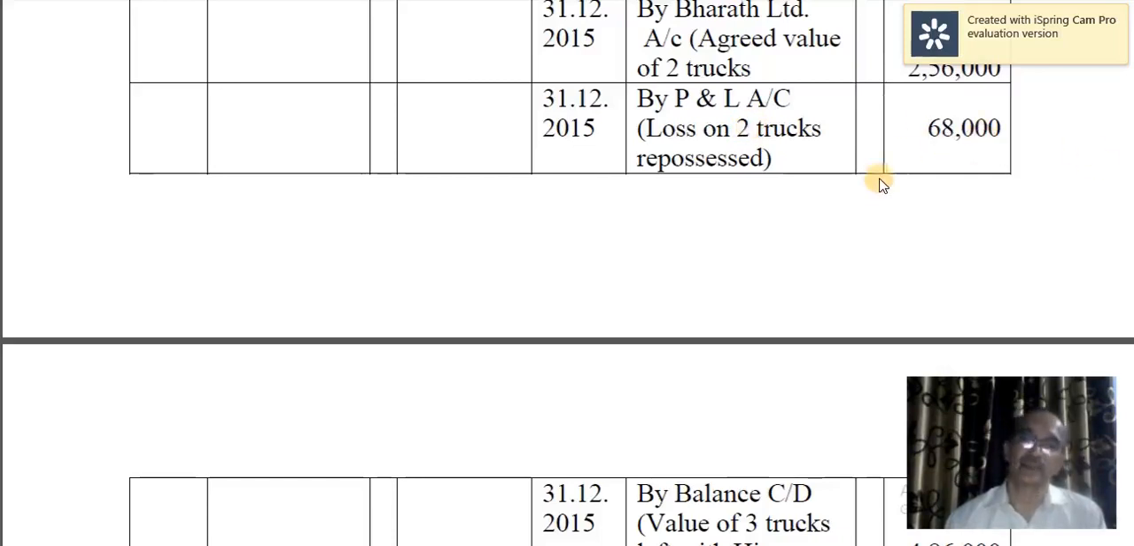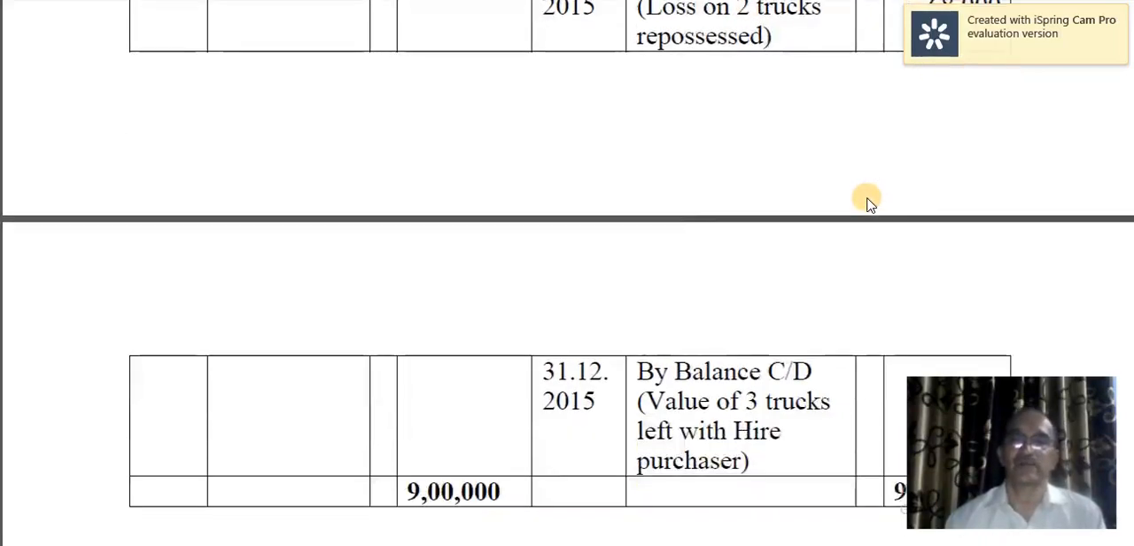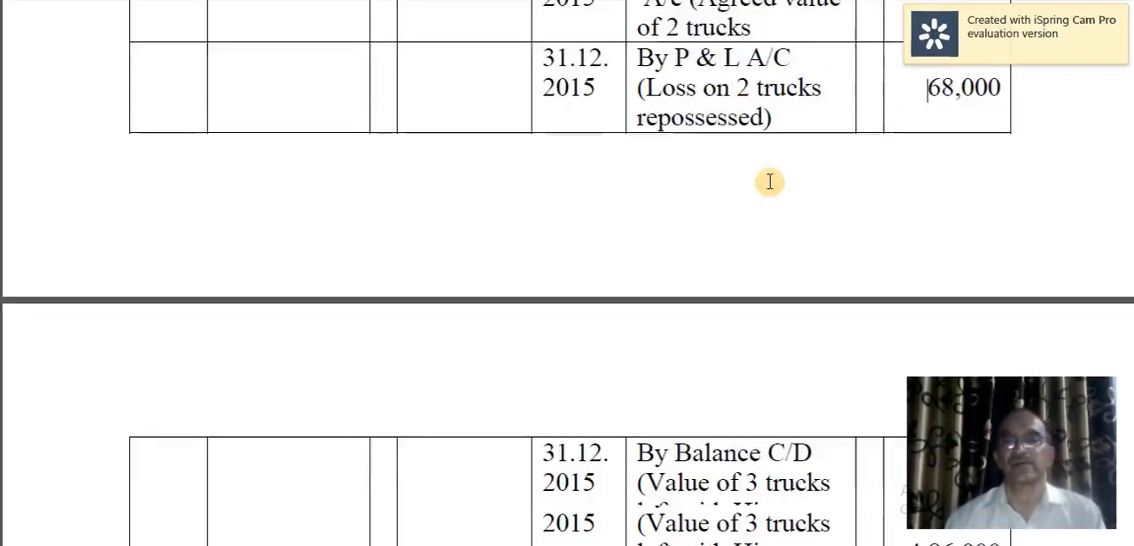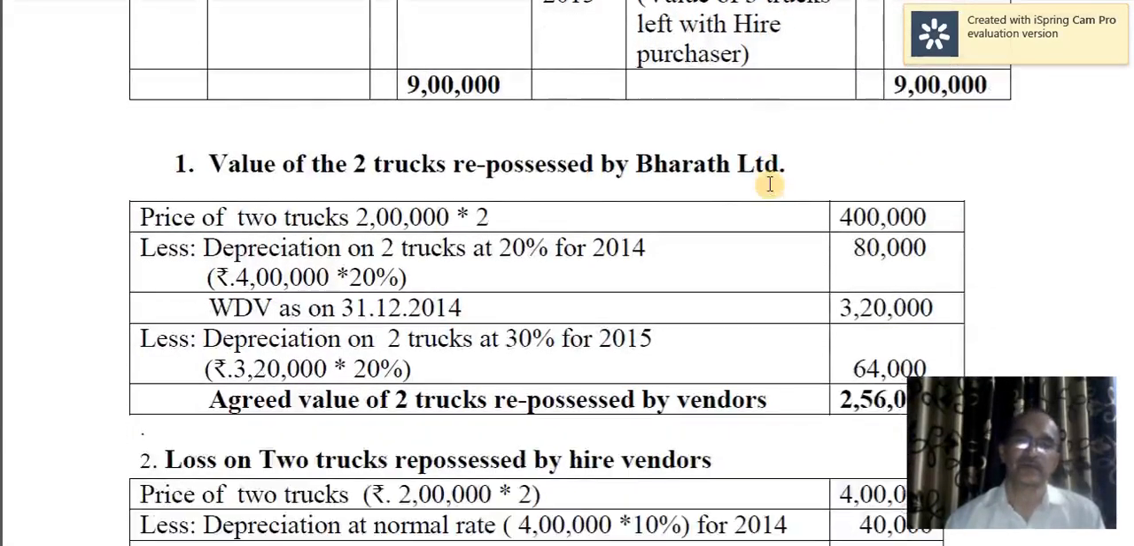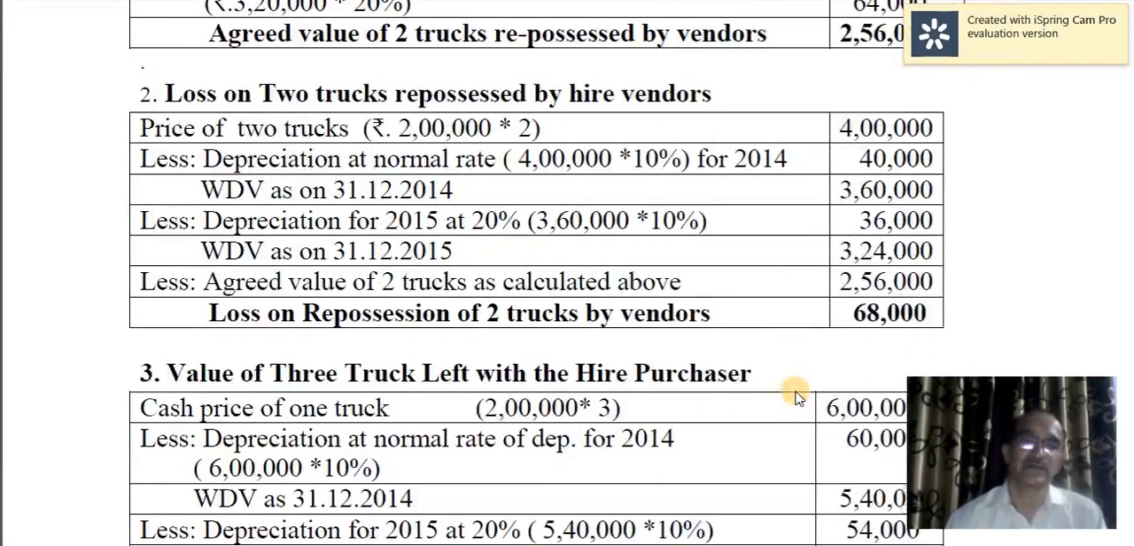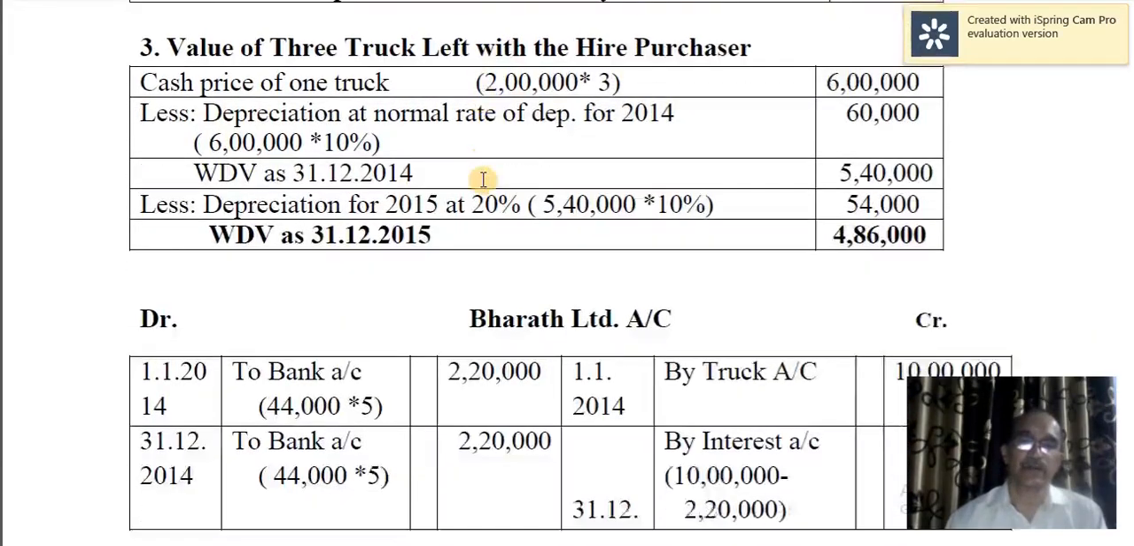This can also be calculated with the help of a working note. It's not necessary that you have to provide a working note. Here the balancing figure itself will be the loss arising on account of repossession of the 2 trucks. So this one we have provided. So all the 3 working notes I have provided here.